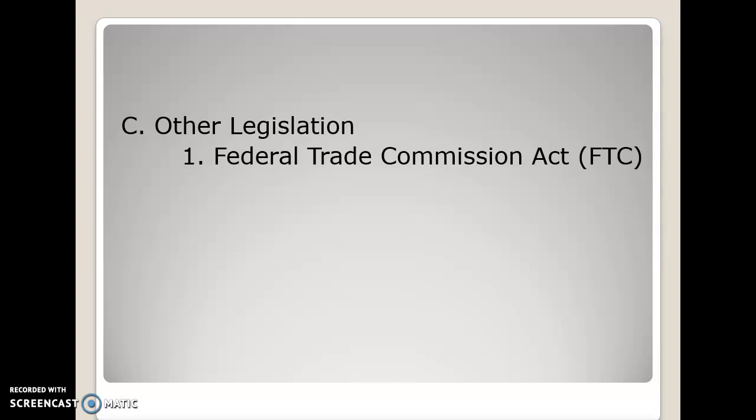It investigates alleged violations, it holds hearings, and it issues cease and desist orders if a suspected firm is found guilty of unfair methods of competition or unfair acts or practices. By the way, it's still around today, in case you were wondering. One other thing worth noting about the FTC, it protects consumers and competitors.